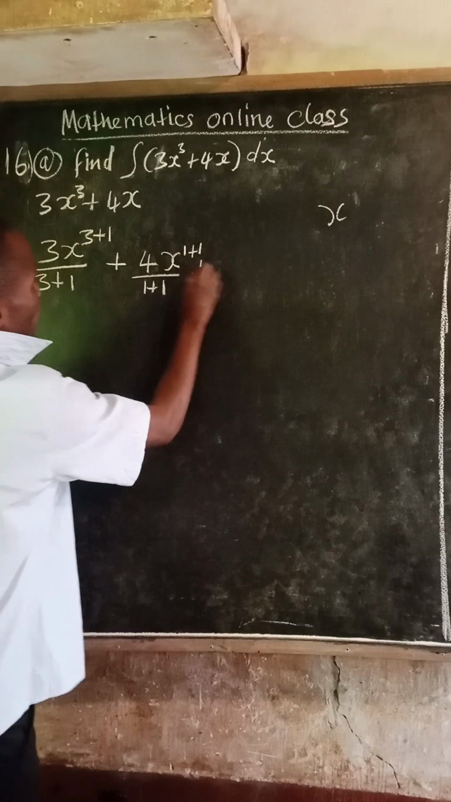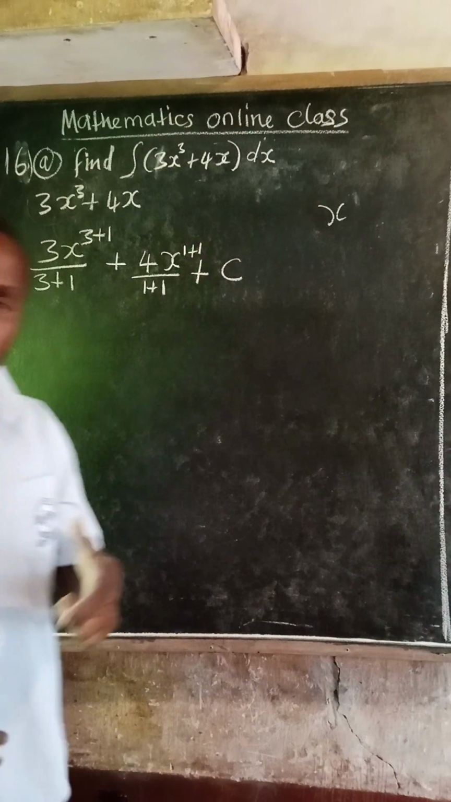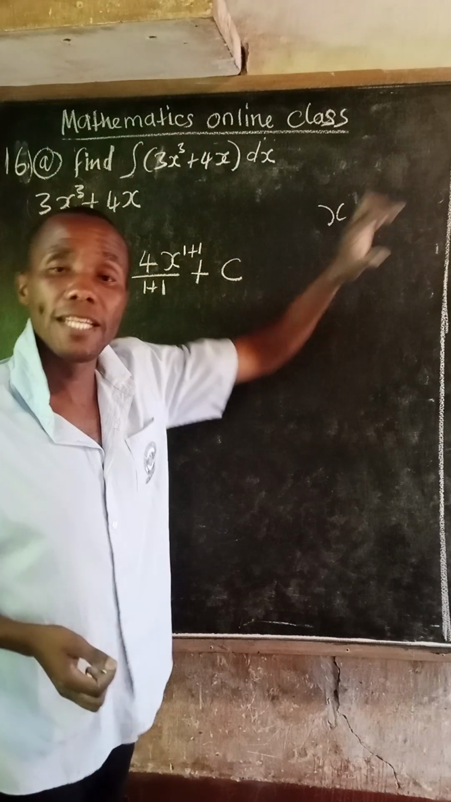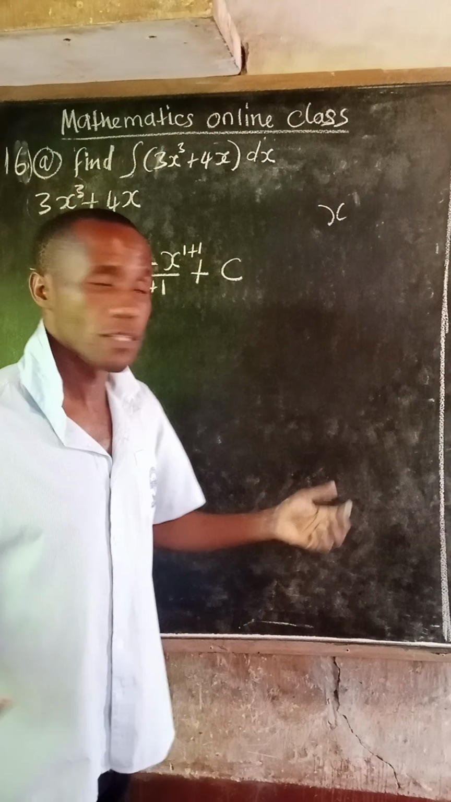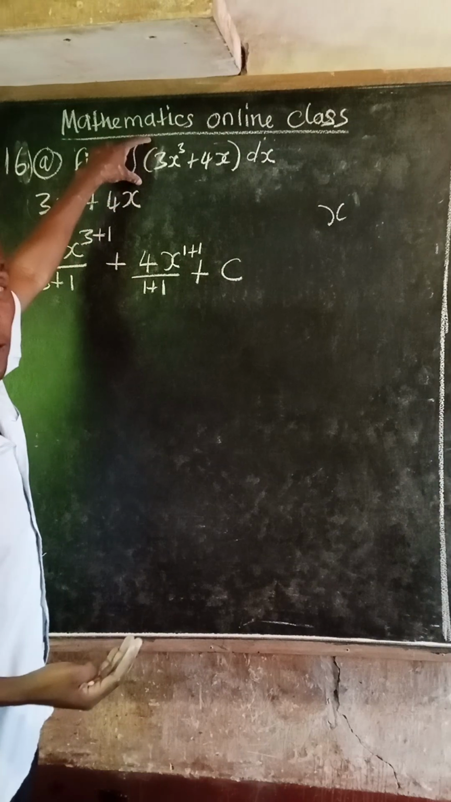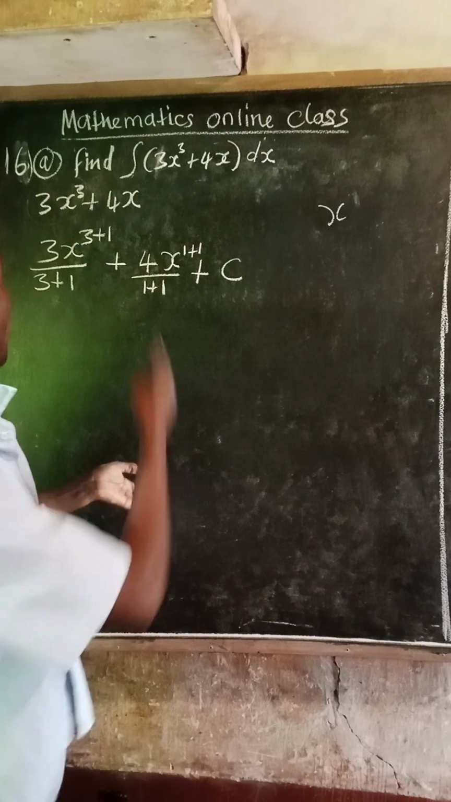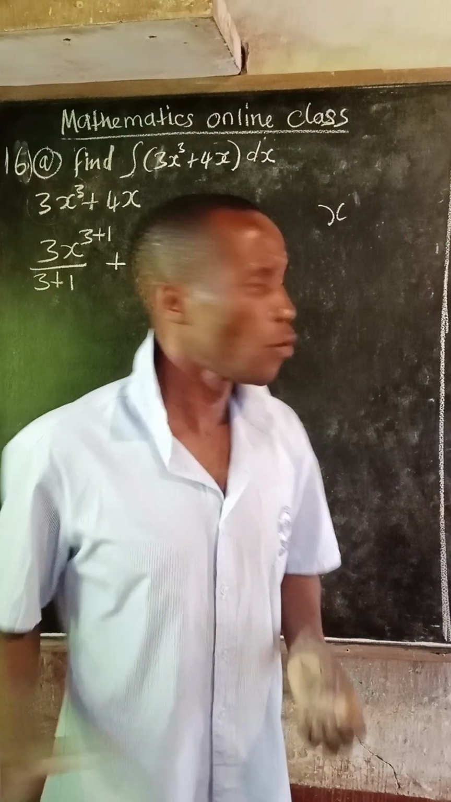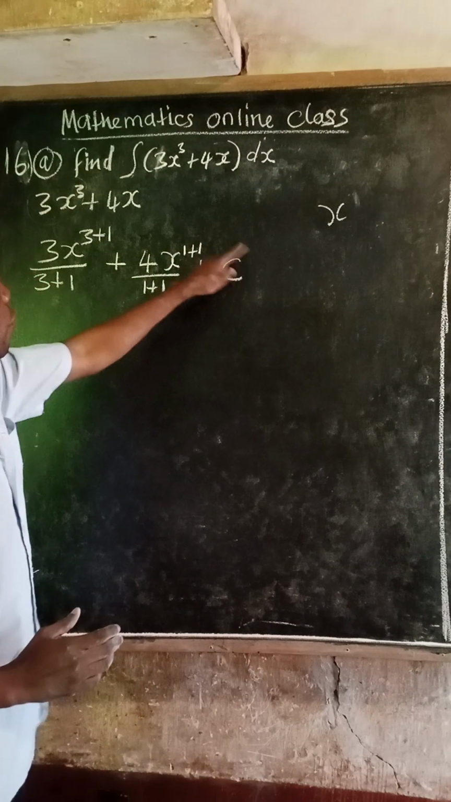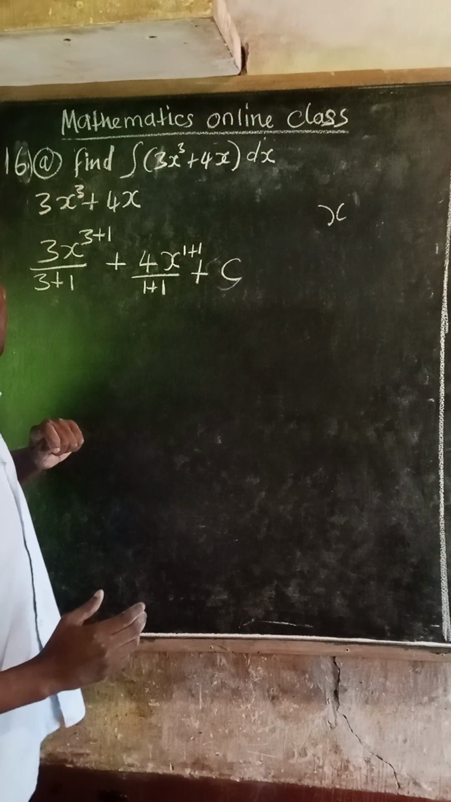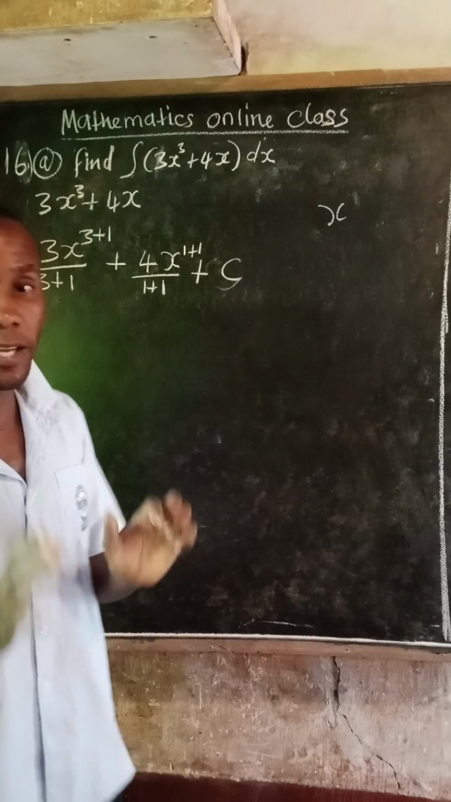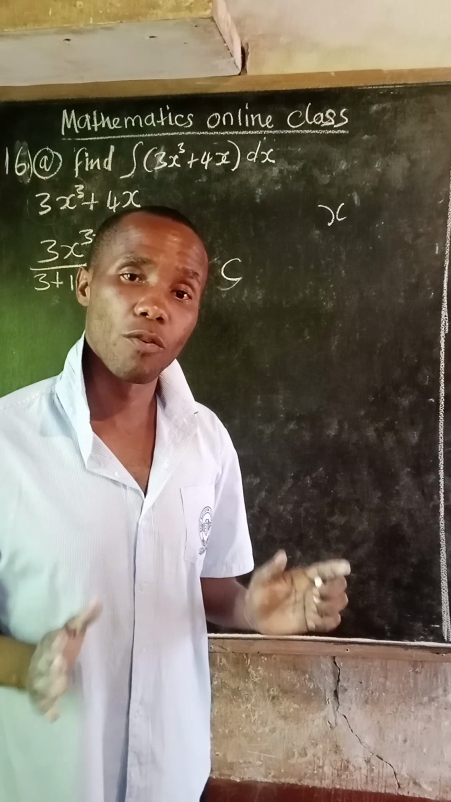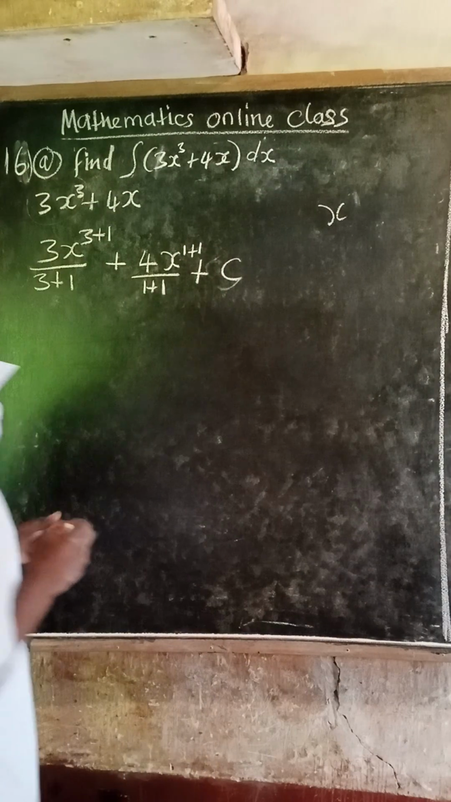Then plus c. Why am I adding c there? It's because this is an indefinite integral. It simply means you are not given the limits. Therefore, when integrating, you have to make sure that you add the arbitrary constant, which is c in this case. Once you leave this out, when you are given an indefinite integral like the one that you have, that is totally wrong. You have to follow this simple instruction that I'm trying to give you.